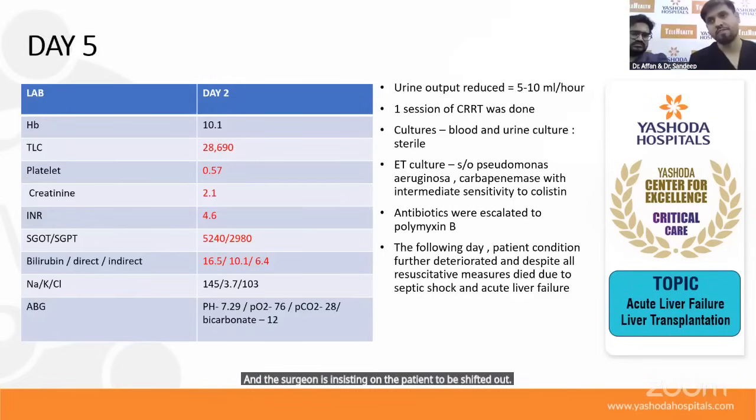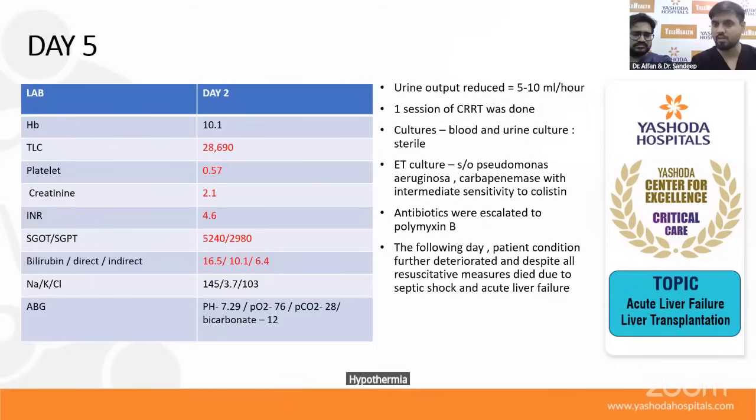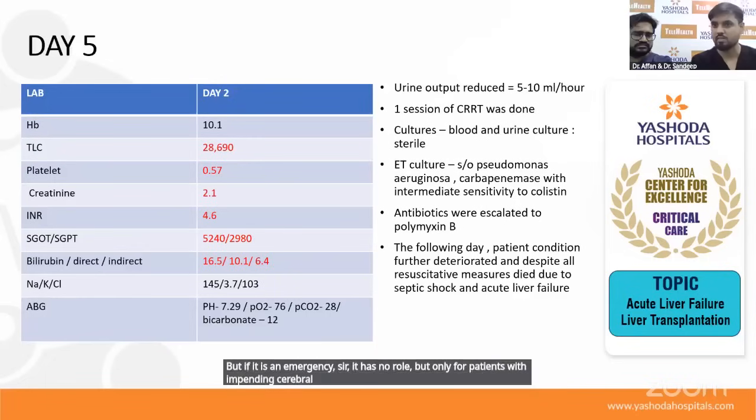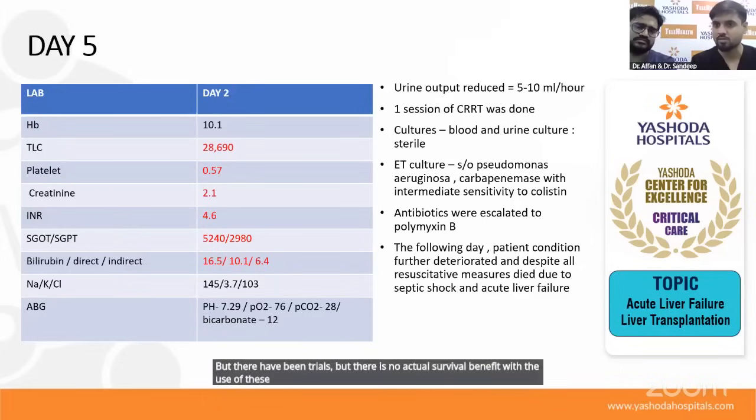Sir, refractory intracranial hypertension. There have been studies on hypothermia and the role of indomethacin in refractory intracranial hypertension. But if it is an emergency, sir, it has no role. Only for patients with impending cerebral herniation have they mentioned the role of hypothermia and indomethacin. There have been trials, but there is no actual survival benefit with the use of these two therapies, sir.